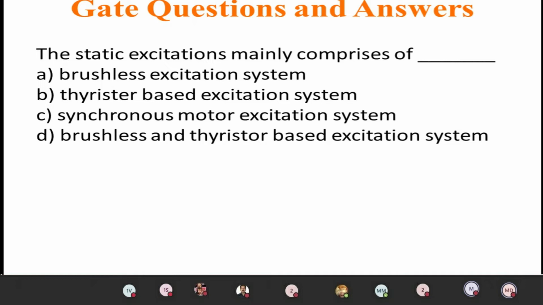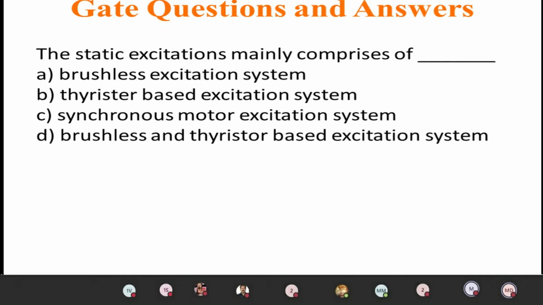What is a static machine? Nothing but a transformer, because a transformer has no moving part. Hence it is a static machine.